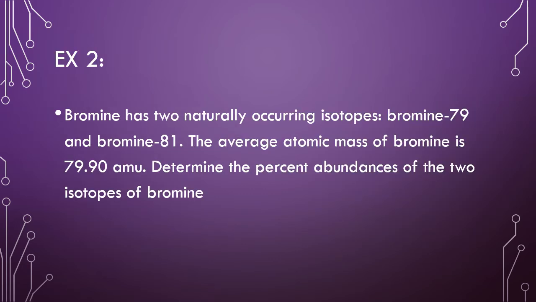Let's look at a second example going the opposite direction, trying to find percent abundances. Bromine has two naturally occurring isotopes, bromine 79 and bromine 81. The average atomic mass of bromine listed on the periodic table is 79.90 AMUs. Determine the percent abundance of the two isotopes of bromine. We will have to use a little bit of additional algebra on our average mass formula in order to find the answer to this.